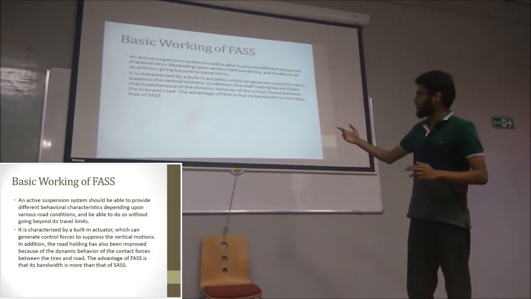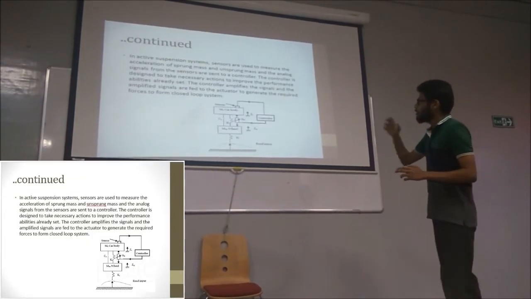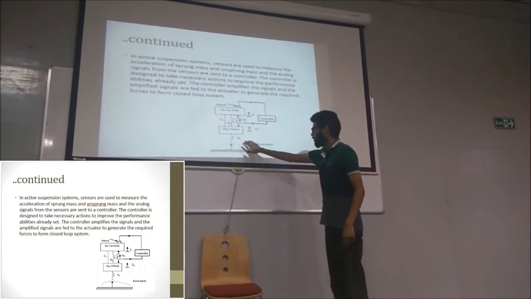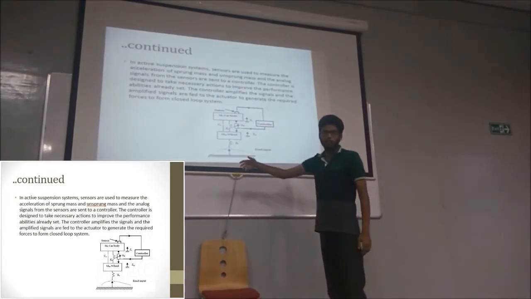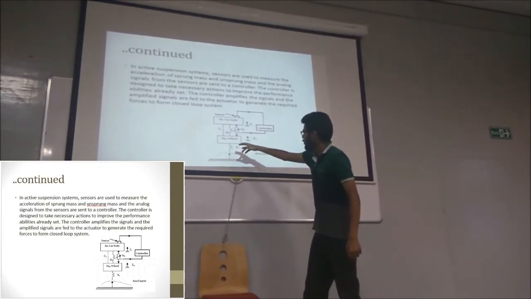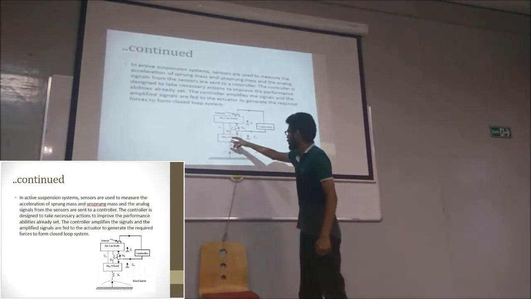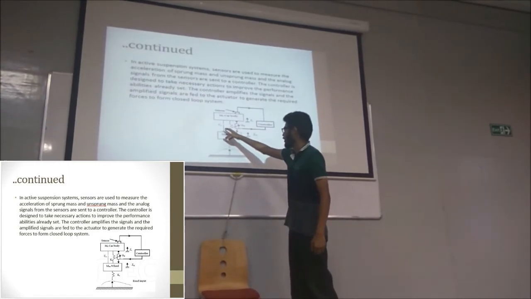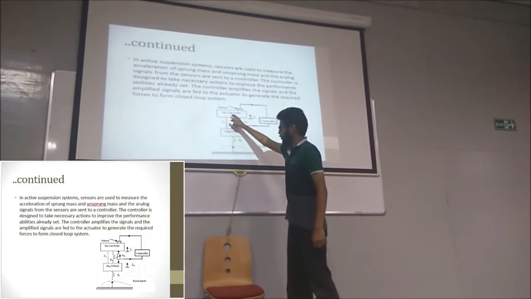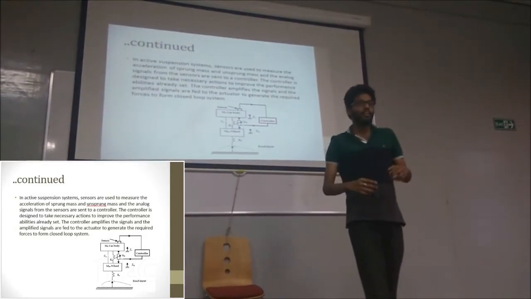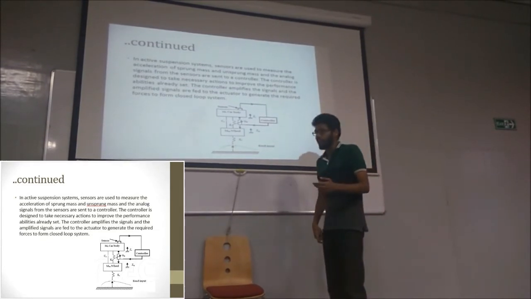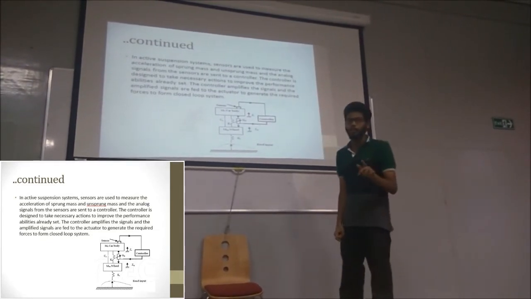We are going to look at a diagram now. This is, for example, a road, and the stiffness of a tire is represented by KT. The mass of the vehicle is shown here, and the car body is shown here. The suspension system's stiffness and damping is again shown here. There is a sensor on the car body which senses the various vibrations or accelerations which the car body faces, which ideally should not be there.